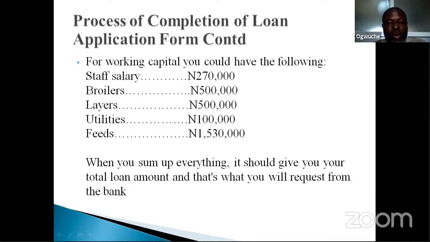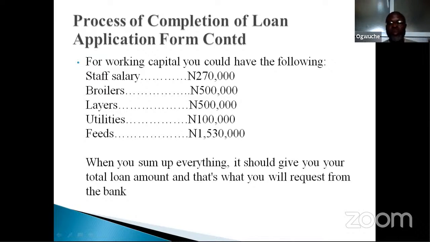Okay, so for broiler you set aside another 500,000, layers 500,000. Okay, utilities go for things like your electricity bill or your water bill and all of those things, 100,000 naira. And then feeds. Feeds are very, very important and critical in poultry farms, because these are what you use in feeding the birds on a day-to-day basis, 1.530 million.